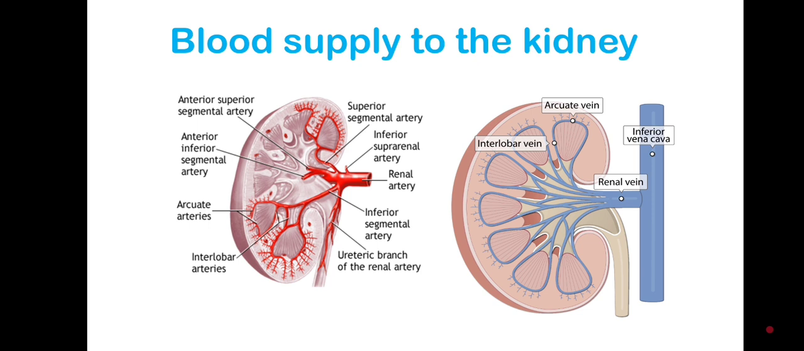Then in the second picture, likewise, the arcuate veins and interlobar veins drain the deoxygenated blood within the kidney to the renal vein. So this renal vein drains the filtered blood into the inferior vena cava.